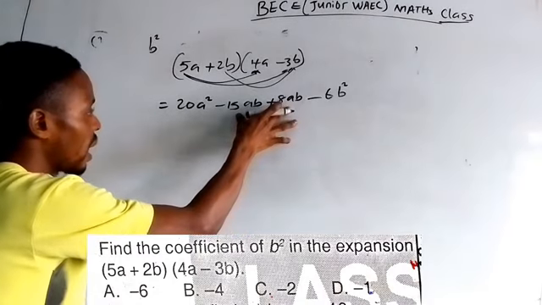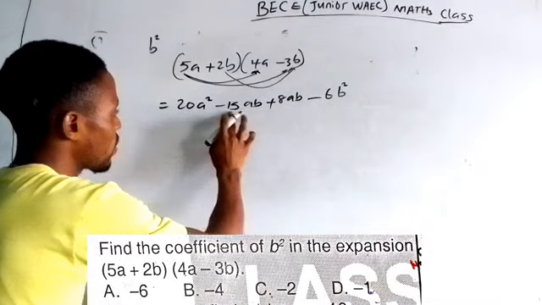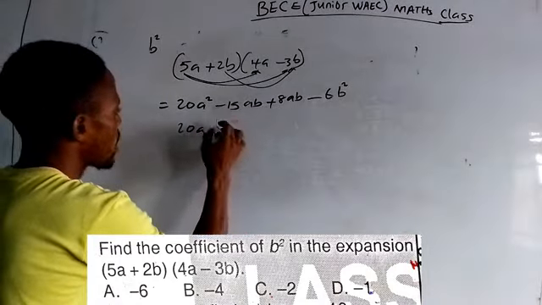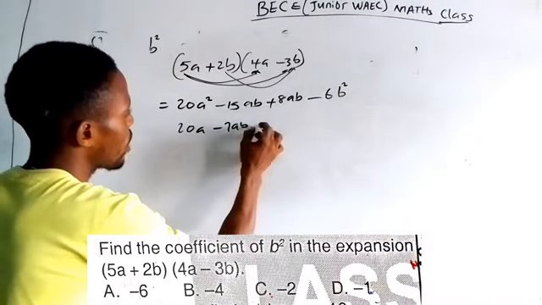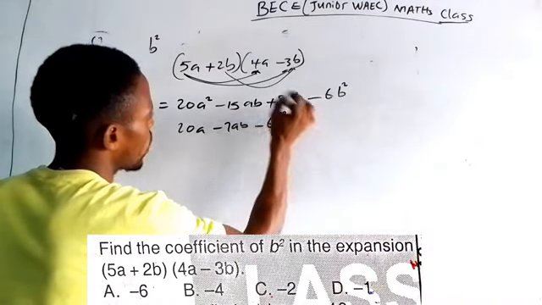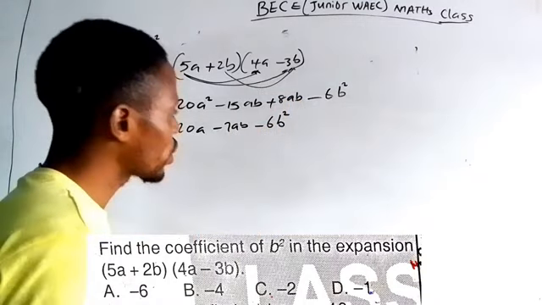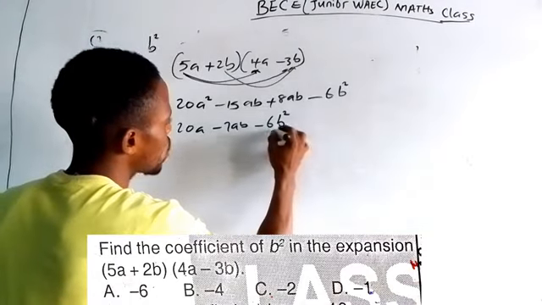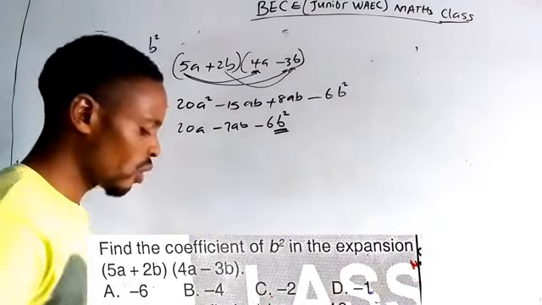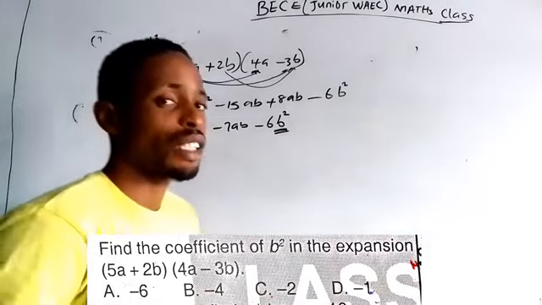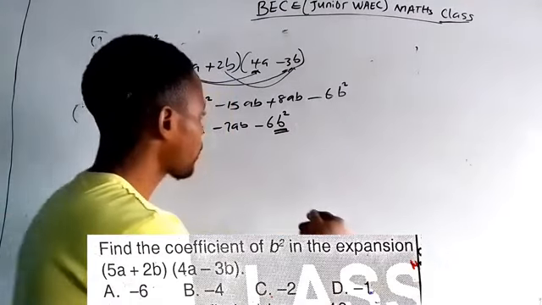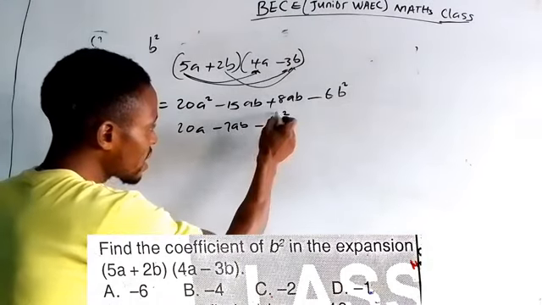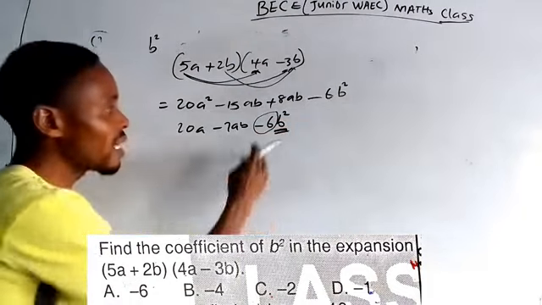So now, let's solve it. Minus 15ab and plus 8ab are alike, so they give us minus 7ab. So we have 20a squared minus 7ab minus 6b squared. And the question said we should find the coefficient of b squared. You can find our b squared at this place. So the coefficient of b squared is the number attached to that b squared, and the number attached to this b squared is minus 6. Note, it's minus 6, not just 6.